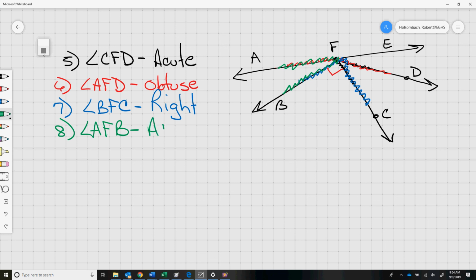Put this on your picture real quick. There's a straight angle in this picture. This straight line right here. The measure of a straight line, that's 180 degrees. Okay? 180 degrees. Any questions?